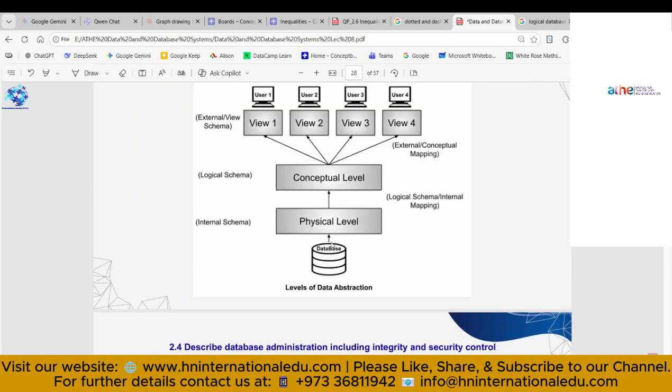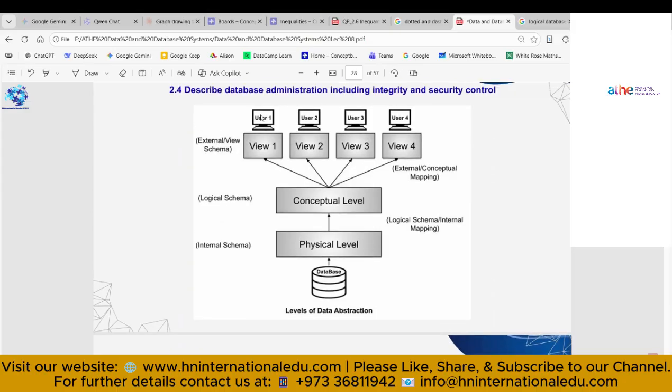Then next, this shows the levels of data abstraction: first of all the physical level, the physical schema, then the conceptual database schema or logical schema, then there is the view schema. User one is the student, who sees only his marks and GPA. The second is the teacher, who, for example, only sees the students' records and everything. Then we have the admin and so on and so forth.